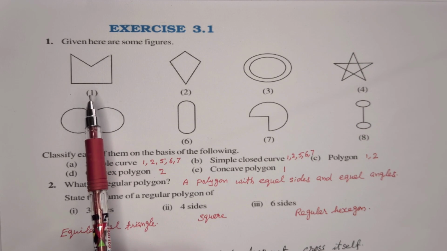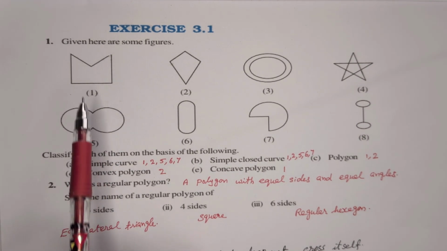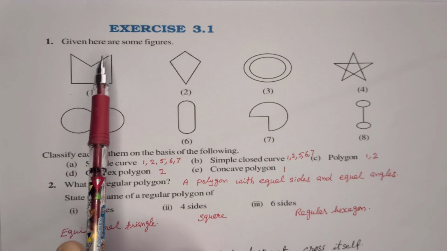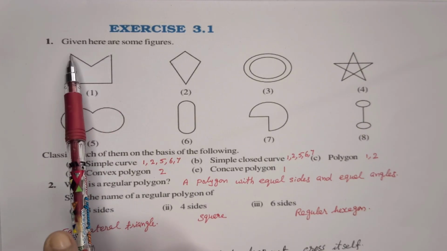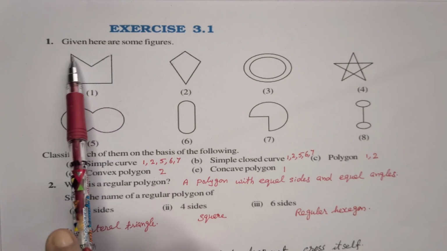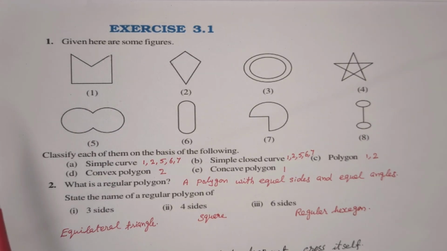Concave polygon, the first one. A concave polygon contains at least one angle that is more than 180 degrees, and the diagonal, you can see here, is outside. If we join these 2 points, we can see the diagonal is coming outside the figure. So that is concave. Second question, what is a regular polygon?